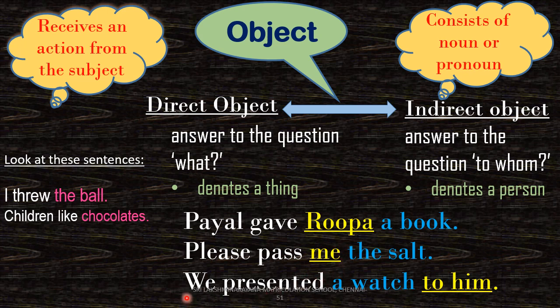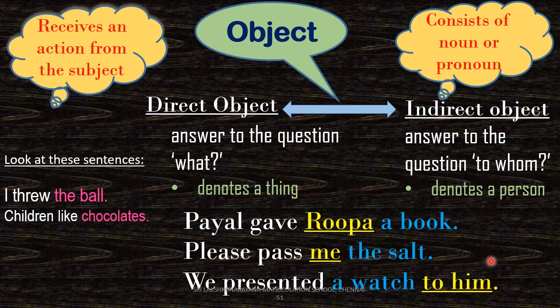Next sentence. We presented a watch to him. So in this sentence, we is the subject, presented is the verb. What is being presented? What is the answer? A watch. So what is being presented, children? A watch. So a watch is a direct object that denotes a thing. And now you ask a question, to whom the watch was presented? To whom the watch was presented? To him. Okay, so to him is the indirect object that denotes a person.